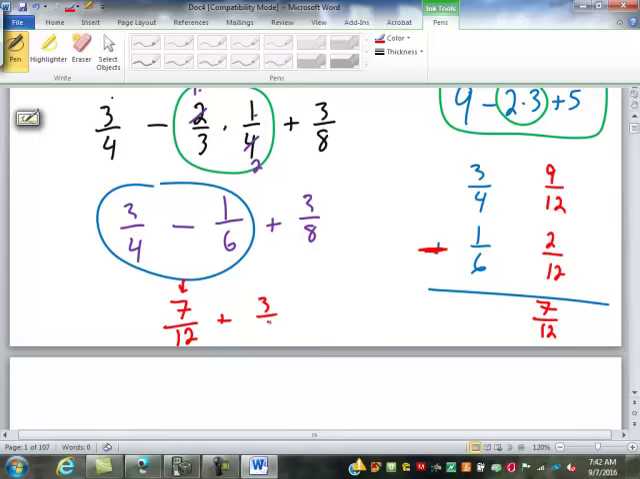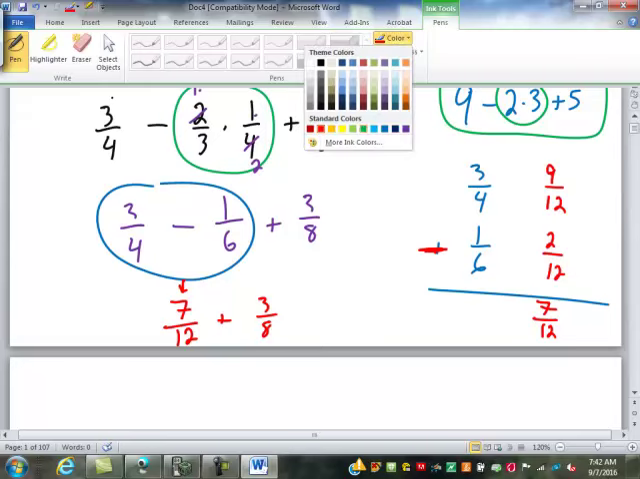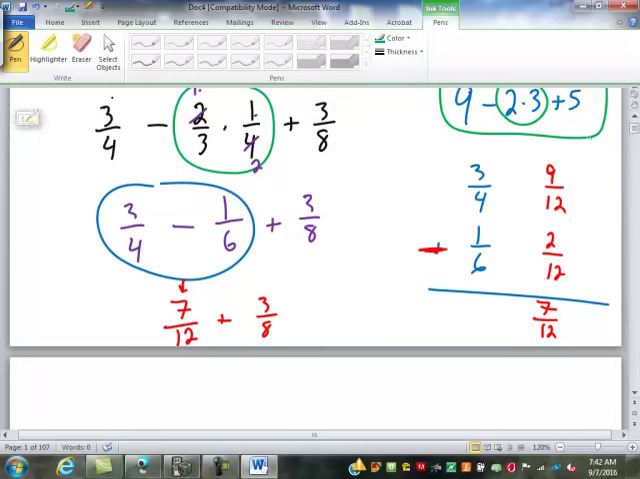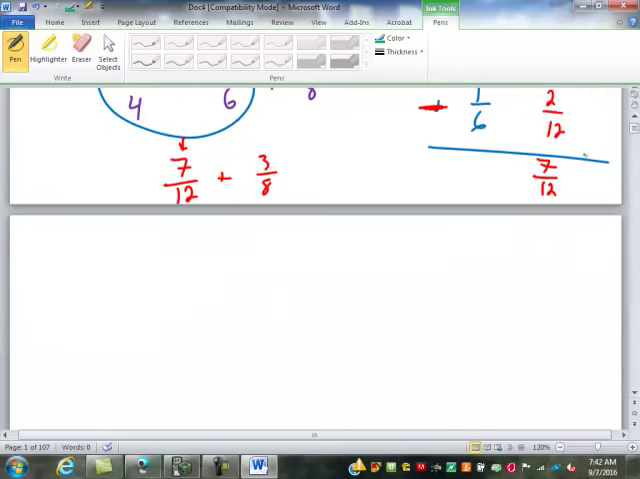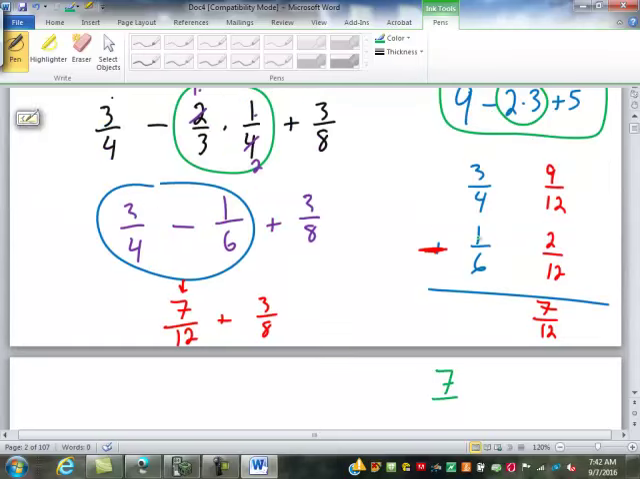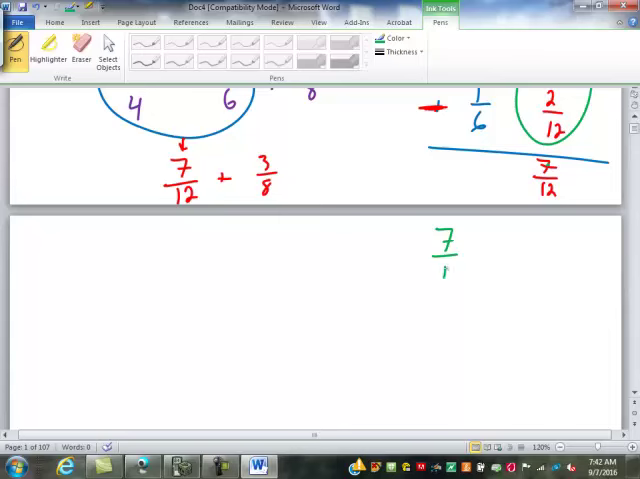And then I still have the plus 3/8. Make sense so far? So now 7/12 plus 3/8. I got 9/12 and 2/12, right? My common denominator is 12. So 3/4 minus 1/6. So 9 minus 2 is 7, and I keep the same name. Keep the 12s. So now I have 7/12 plus 3/8.